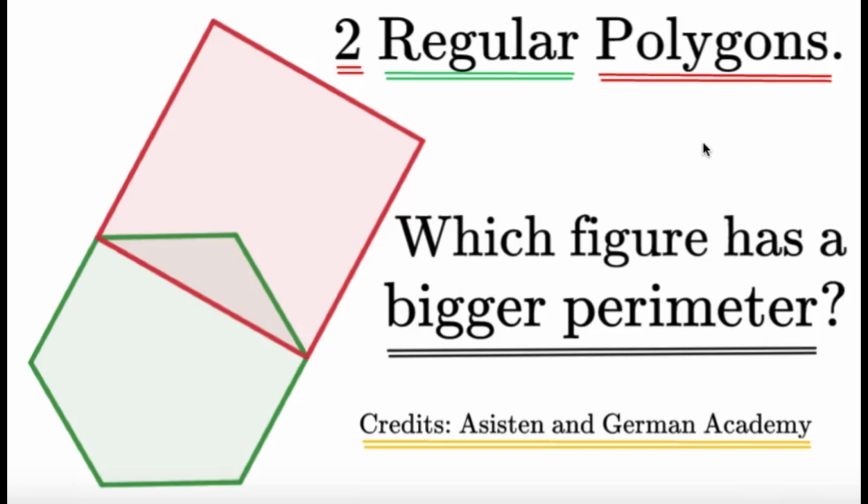Right, so now that you guys have an answer, maybe it's the square, maybe it's the hexagon, maybe they have the same perimeter. Let's try to figure things out here.